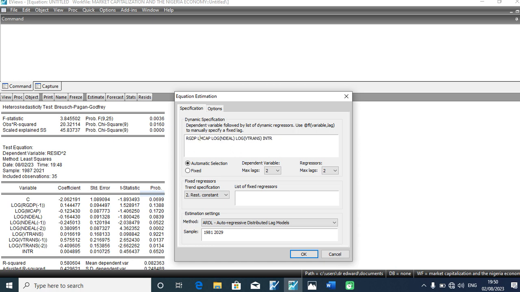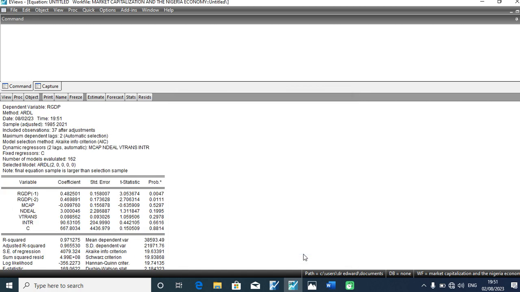But as a researcher, while doing this, you also have to explain in your methodology that the reason why you removed the log attached to the original variables is because of the presence of heteroskedasticity that has forced you to remove the log. So having removed the log from the original estimation, I will now re-estimate the model. Having re-estimated the model, we have gotten a new model.